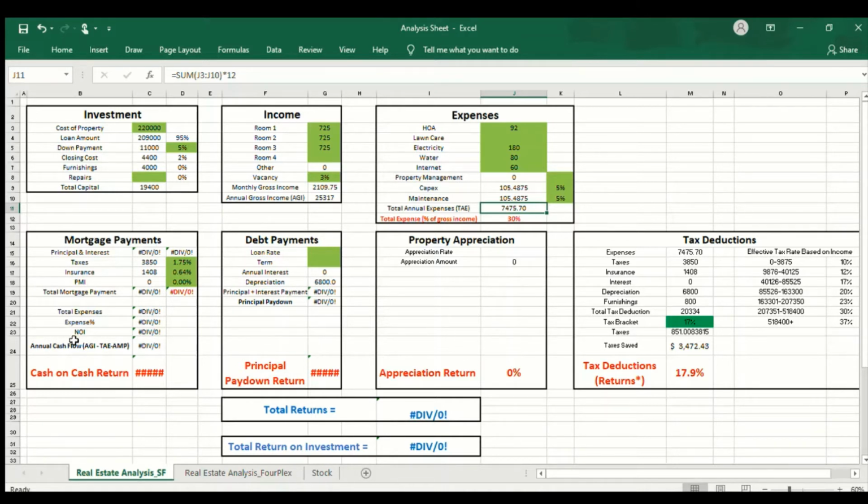So the cash on cash return is the net cash flow divided by the total capital. The total capital is the total amount you spent getting the property ready. It's not just your down payment, it's also your closing costs, furniture, and repairs.